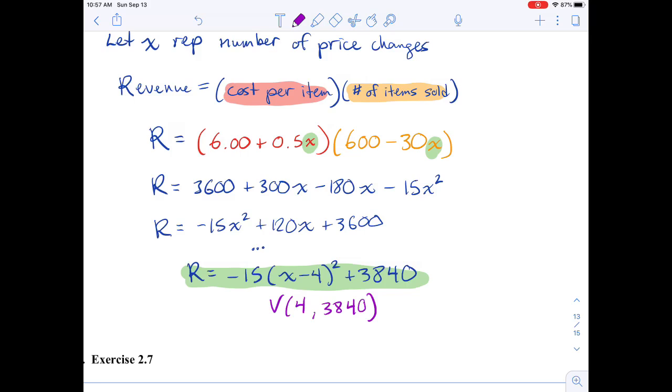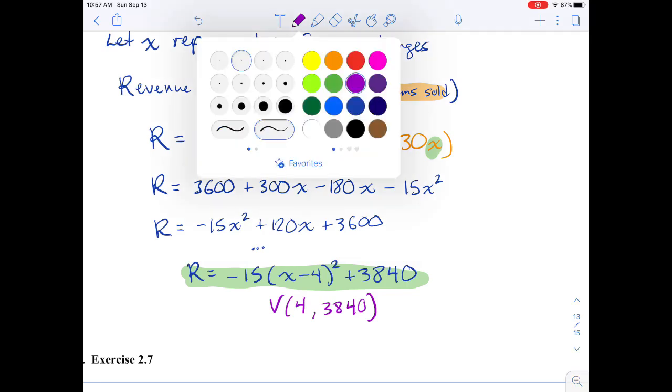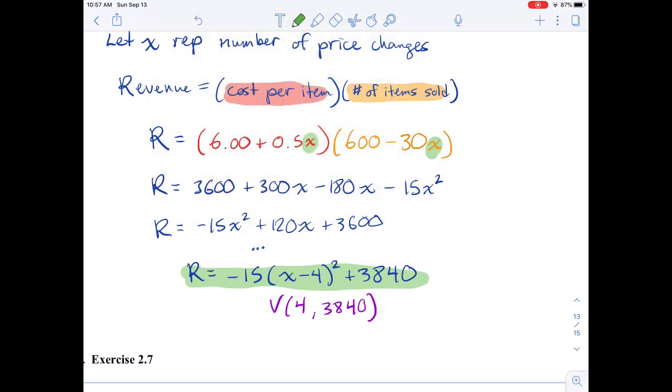And then we have to remember what these things were really representing. So the 4 was like our X, and we'll talk about what X was and remind ourselves in just a second. But then if we actually want to know what the maximum possible revenue is, well, that's what that second value in our vertex is. So the maximum amount of money that she's going to bring in is $3,840. But the question was more concerned with what is the price that she should set.